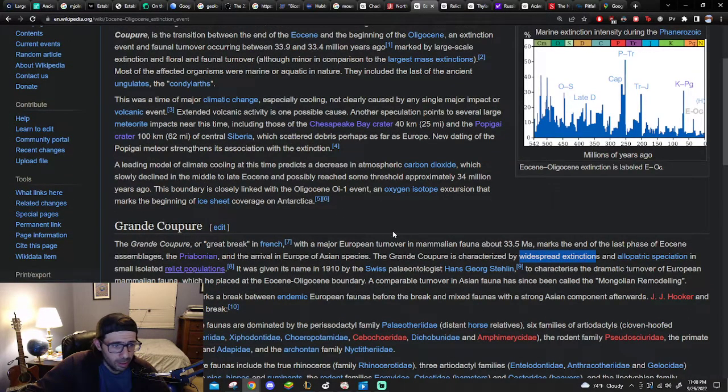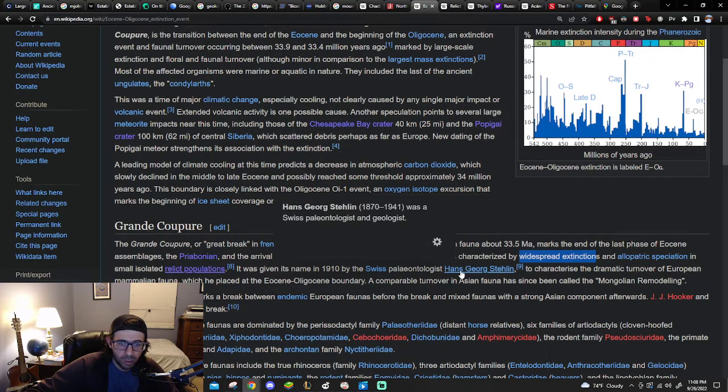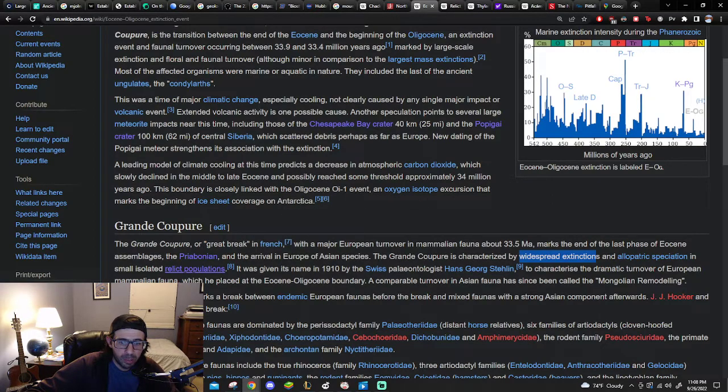It was given its name by Swiss paleontologist, I don't even know what that means, Hans-Georg Stehlin, to characterize the dramatic turnover of European mammalian fauna, which he placed at the Eocene-Oligocene boundary. Comparable turnover in Asian fauna has since been called the Mongolian remodeling. Interesting.